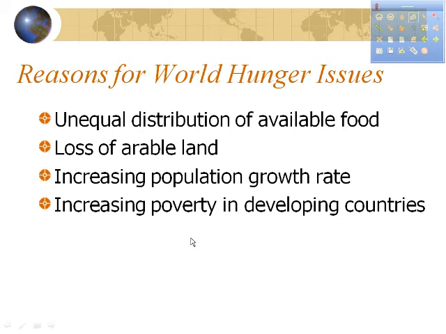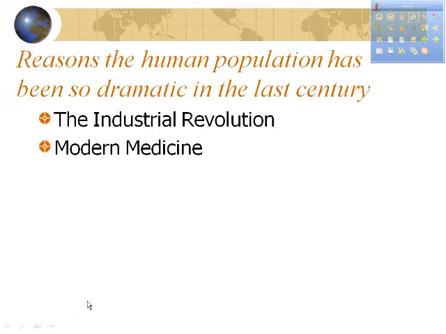Reasons for the world hunger issues. Unequal distribution of food. There's plenty of food out there. The problem is getting it to the people that need it, and that's the issue. Arable land is land that can be farmed, and we're losing that. Increasing population, we've talked about, and increasing poverty in developing countries. We've talked about this a lot. A dramatic change in the past century is the Industrial Revolution, modern medicine, improvements in hygiene, healthcare, quality of life, etc., etc.